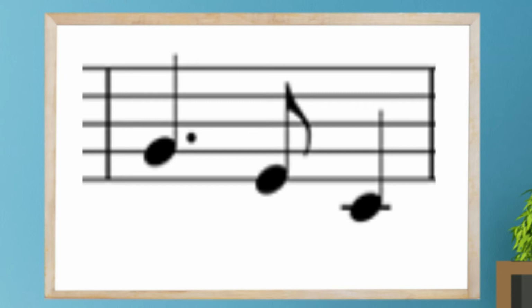We have dotted quarter note, 8th note, and quarter note. So, dotted quarter note receives 1.5 beats, 8th note, half a beat, and 1 beat for the quarter note. So, all in all, we have 3 beats.